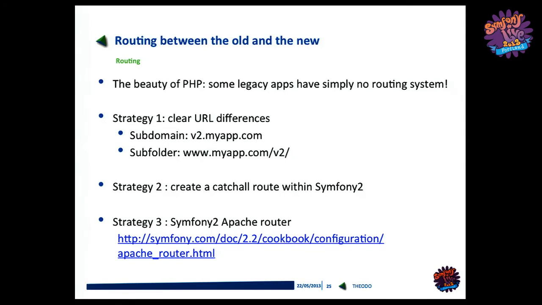In my experience, we use three different strategies. There might be more, but these are the three ones we used. So the first one, the easiest one, is basically make clear differences in the URL system and proxy between the old and the new at the server level. So it can be like a subdomain or a subfolder.